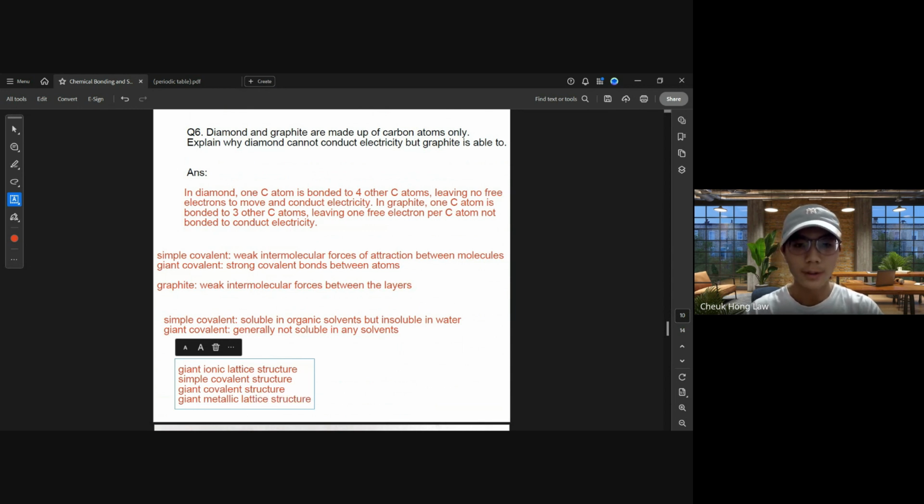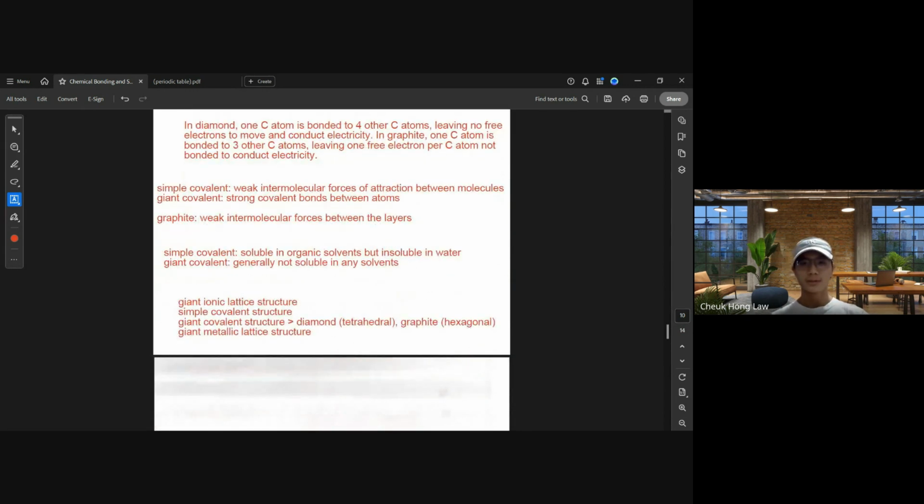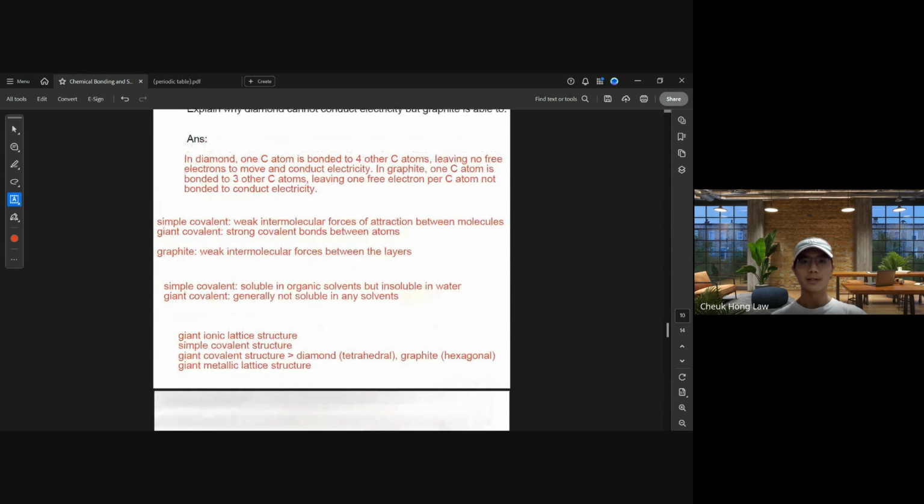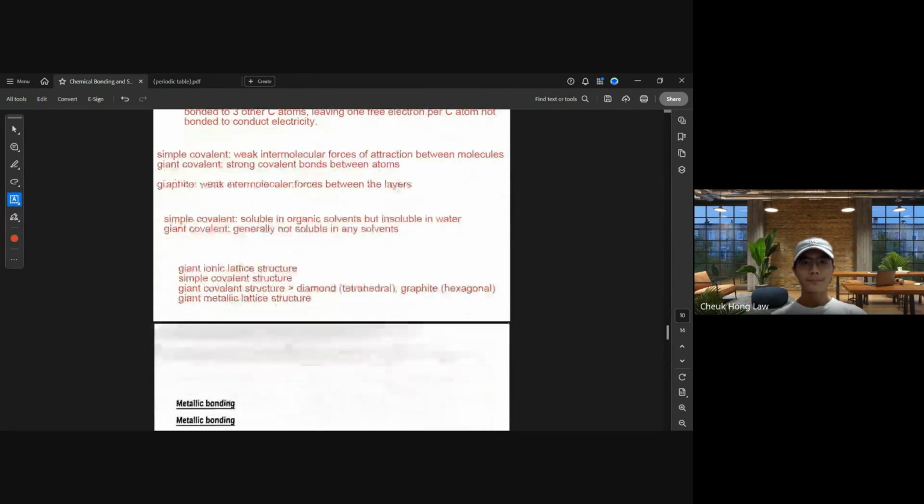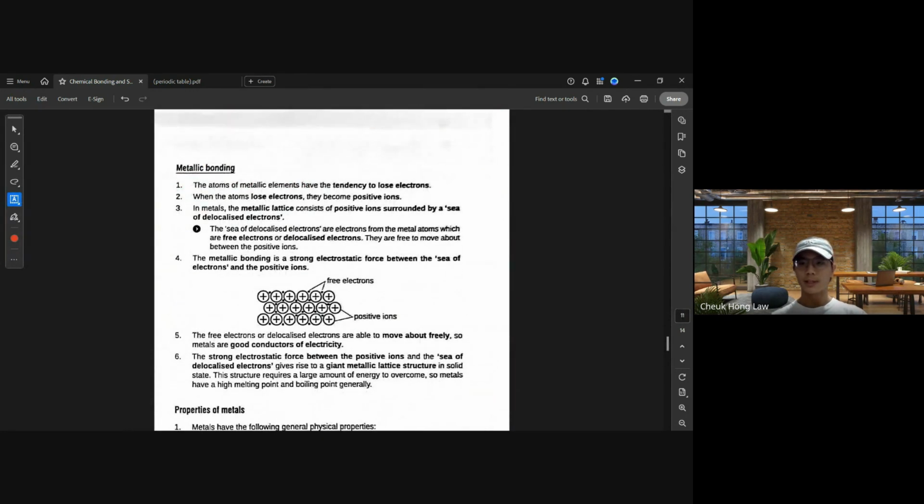Okay, I'll go through the metal one later. So these are the 4 main structures that you can mention. But under giant covalent, you have diamond, right? Diamond can be tetrahedral structure also. And then you have graphite. Graphite can be hexagonal. So these are the main ways you can use to describe structure. It is just to help you out for your questions. Okay, so let's move on to metallic bonding.